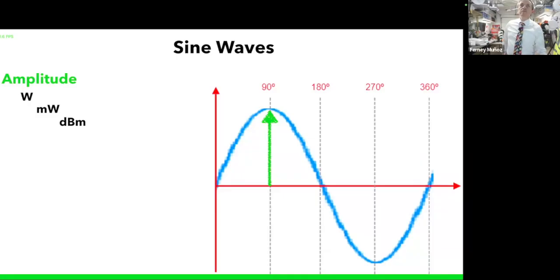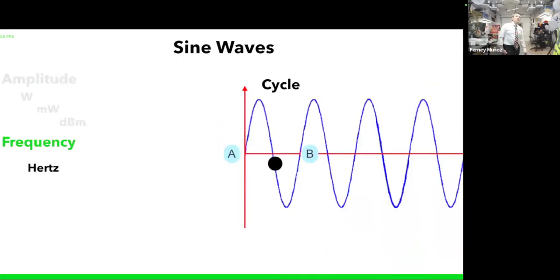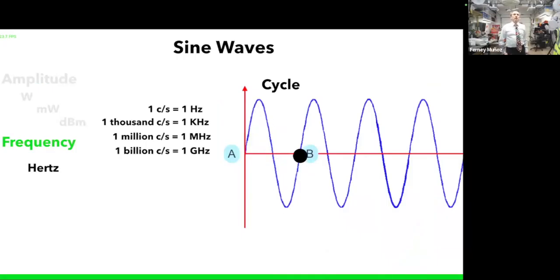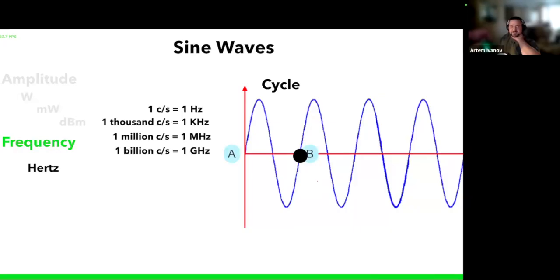Okay, let's see if I have this here. Okay, amplitude. How tall that wave is. There is also frequency. Frequency is how frequent these waves are going out, being sent. Frequency is like, Artemio, how about you? With what frequency do you go to the gym?